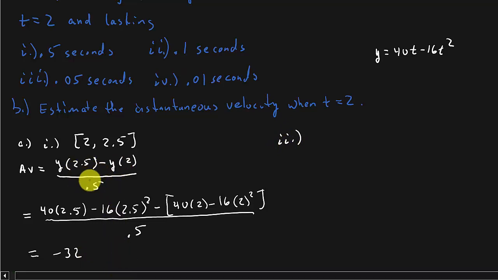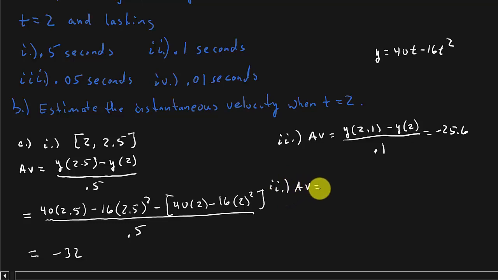And then for the second one, now I'm not going to do them all out like this. I'll just write it in here and write the answer down. So that's going to be what? The average velocity is going to be y of 2.1 minus y of 2 over the elapsed time, which is 0.1. And that gives us negative 25.6.